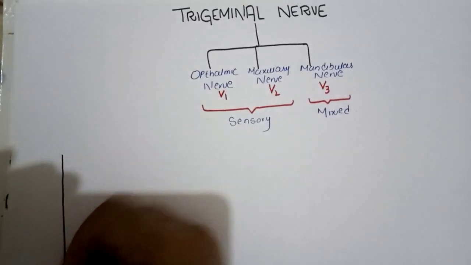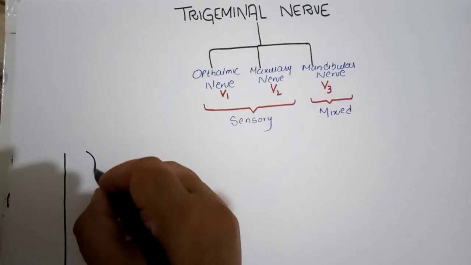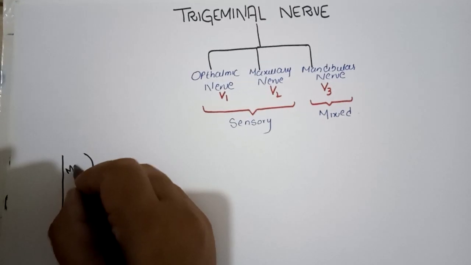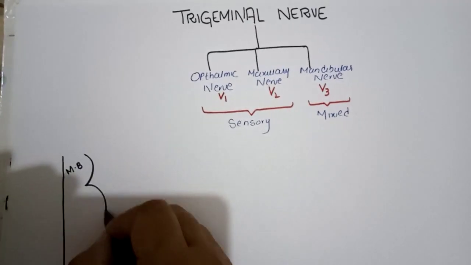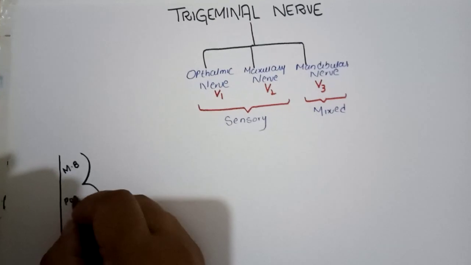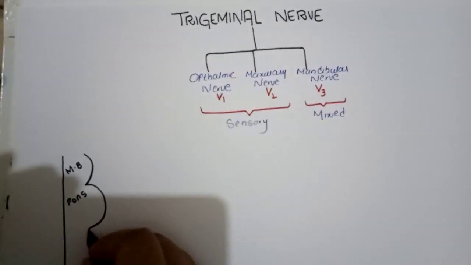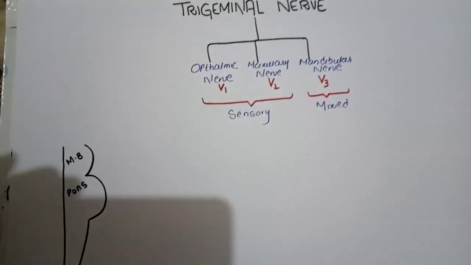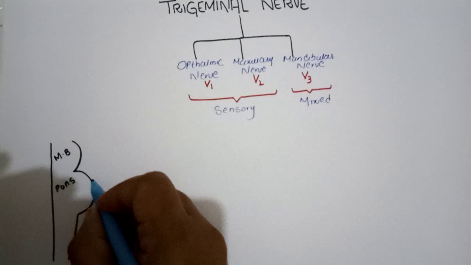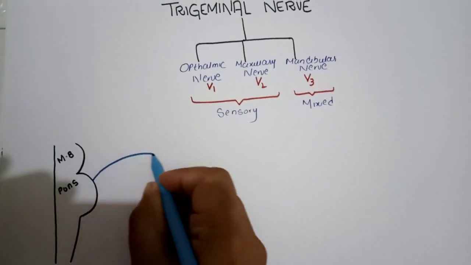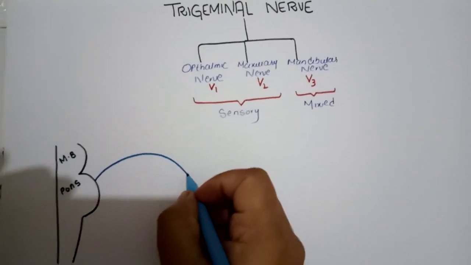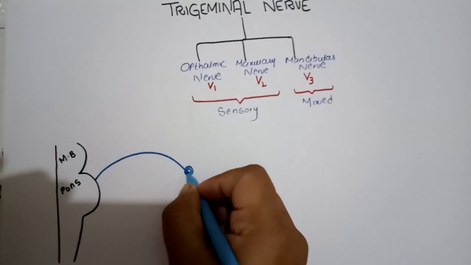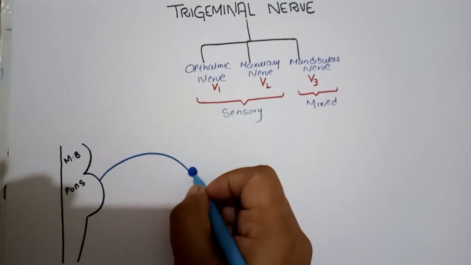Here is the brain stem, and these are the three parts of the brain stem: the midbrain, then the pons, and the third one is the medulla oblongata. There are two roots of the trigeminal nerve. The first is the sensory root, which moves forward and gives rise to the ganglion known as the trigeminal ganglion.